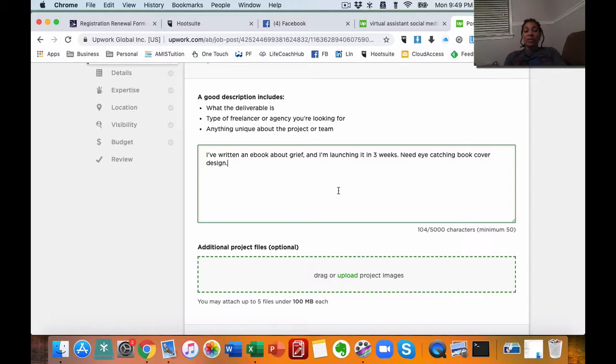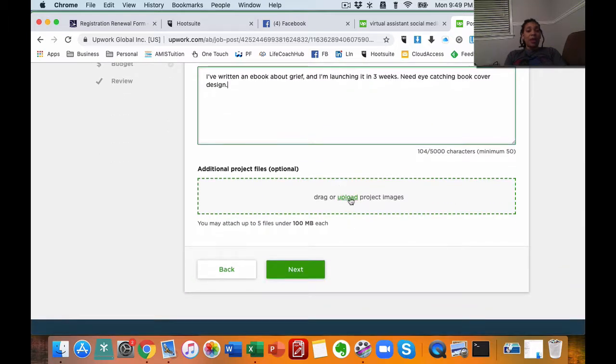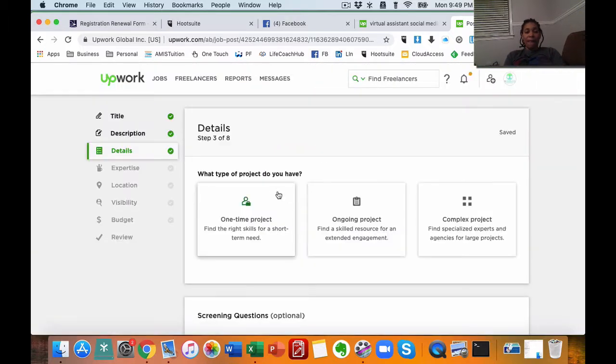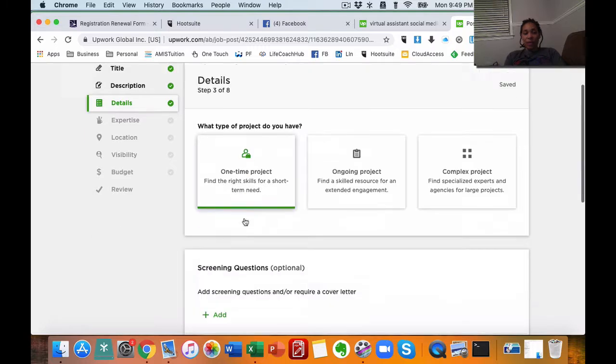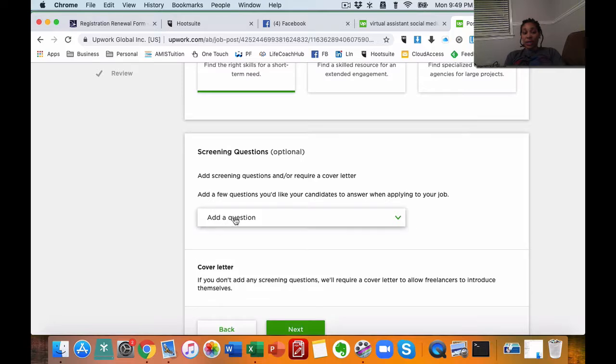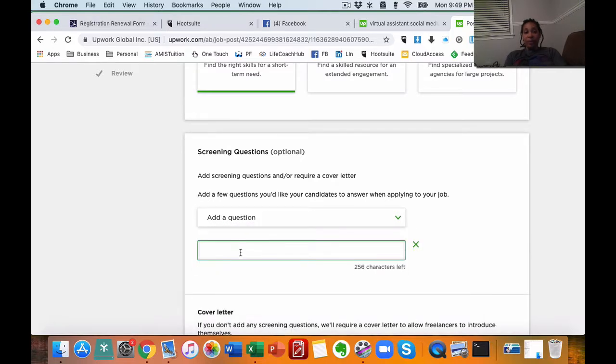You might add stipulations on who the freelancer needs to be, what kind of skills they need to have, what you're looking for. You can upload images if you have ideas of what you want it to look like, right? And then you can say, is this a one-time project, which this would be a one-time project. And then you can actually add screening questions. So I like to create my own.